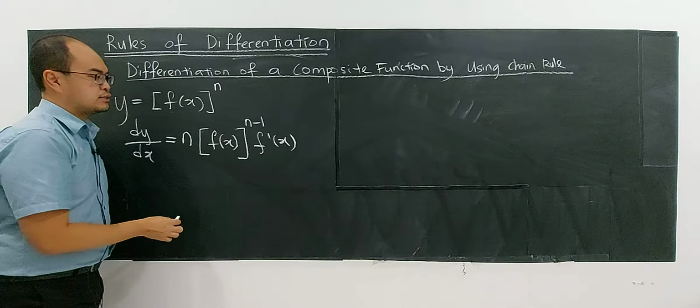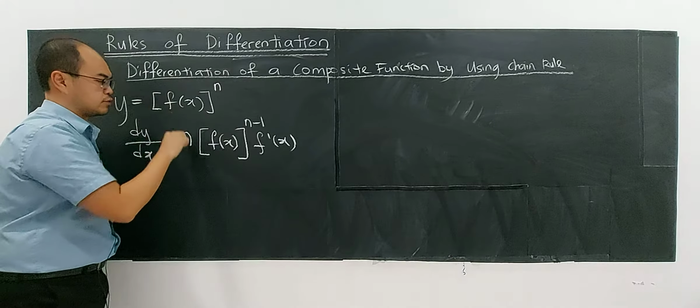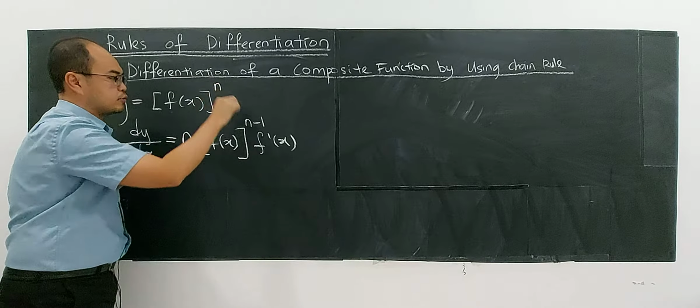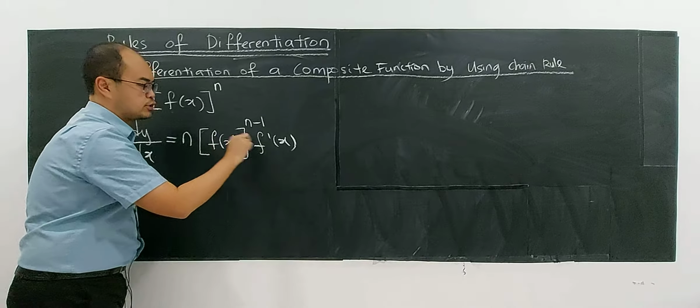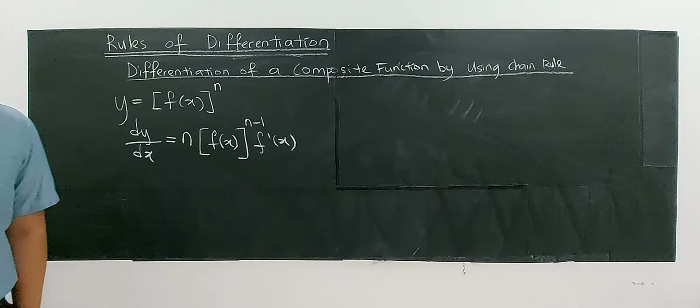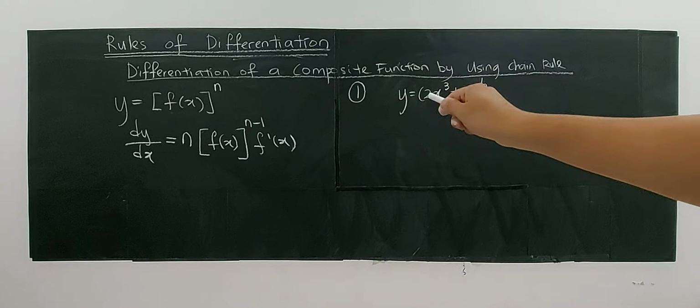So the first step is you bring down the power. The second step is the n, you minus 1, and you copy back all these things. Then the third step is you differentiate the function inside there. Alright, I'm going to show you some examples of differentiation of a composite function by using the chain rule.